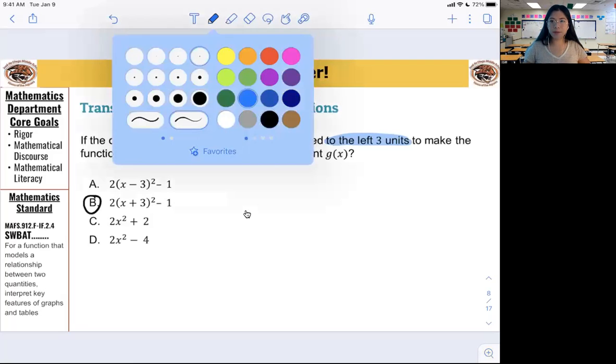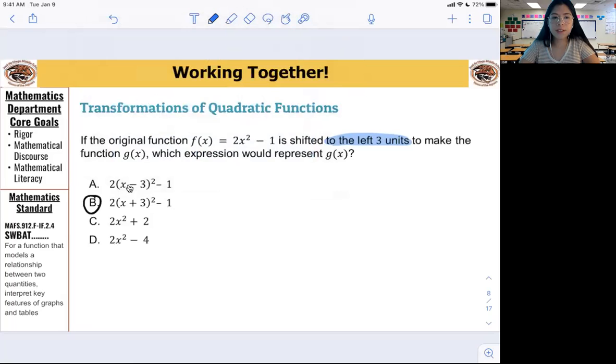So let me just make sure that we understand the difference. What would A be doing? Going to the right. Yeah, this would be to the right 3 units. That would be to the right, because this minus sign in here, you have to flip it. You have to remember to flip it. This one has a plus sign, so that's left.